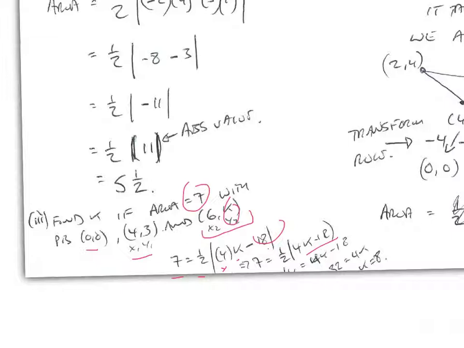So that means that 14 is equal to 4k minus 18. So 14 plus 18 is 32, which is equal to 4k. K is equal to 8.